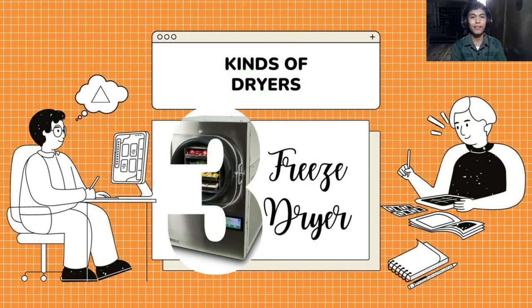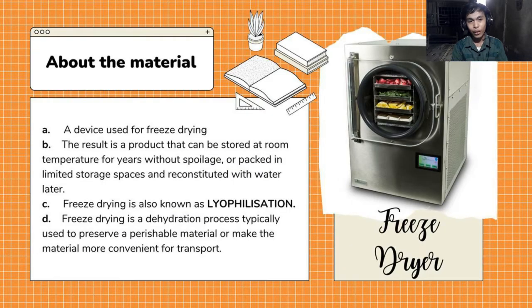Hello everyone! I am here to discuss the freeze dryer. A freeze dryer is a device used for freeze drying. Since we're talking about freeze dryers, we'll also be talking about freeze drying. The result is a product that can be stored at room temperature for years without spoilage, or packed in limited storage spaces and reconstituted with water later. One example of this is astronaut food.